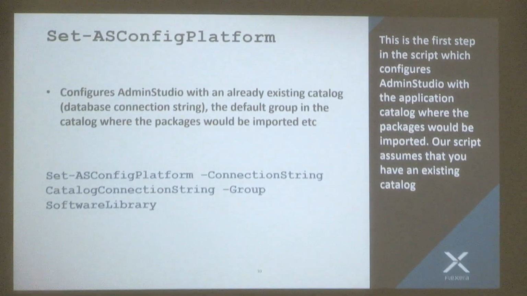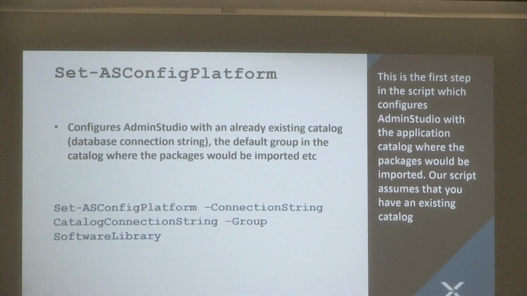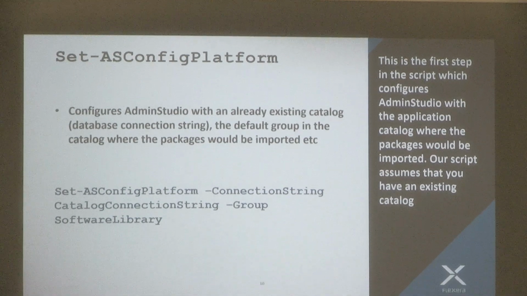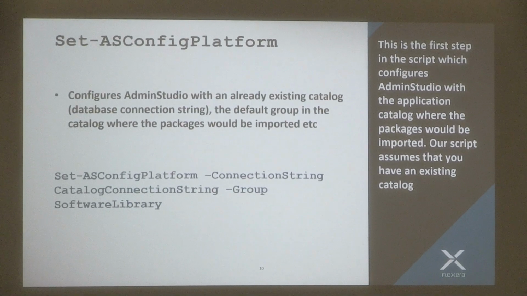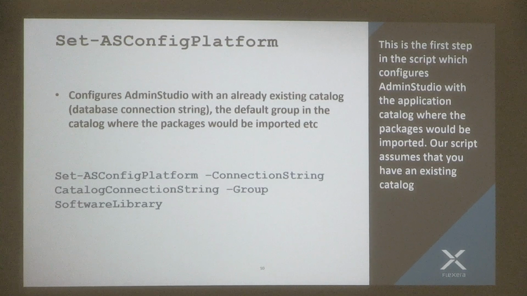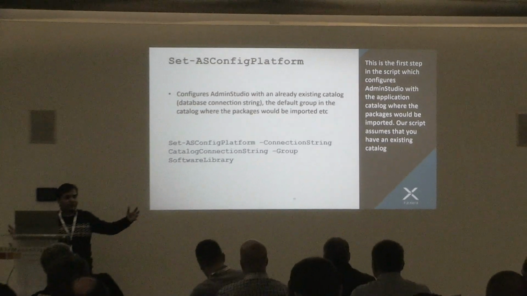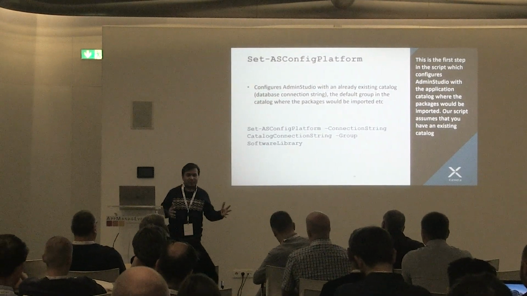This is Set-ConfigPlatform. This commandlet basically configures your AdminStudio, makes it ready for automation, for further steps. Here is where you configure the catalog, the application catalog. I'll talk about the application catalog in a bit, and then you could do a lot of other settings. I've just kept it simple here, but you could extend it really to add a lot of configurations to AdminStudio.